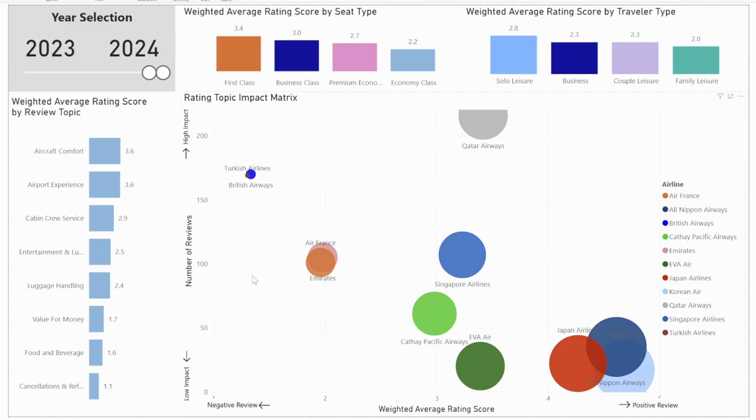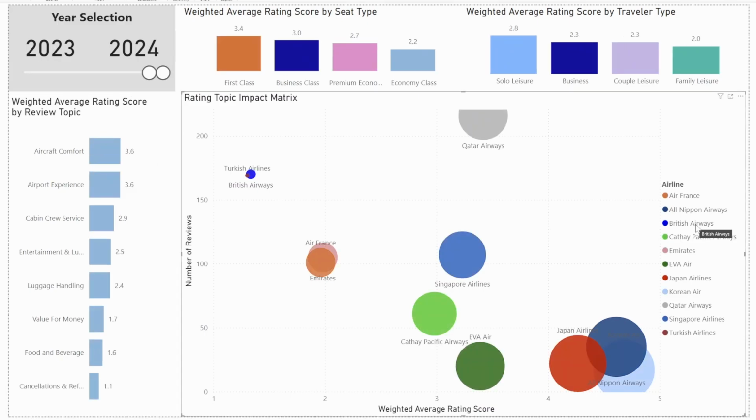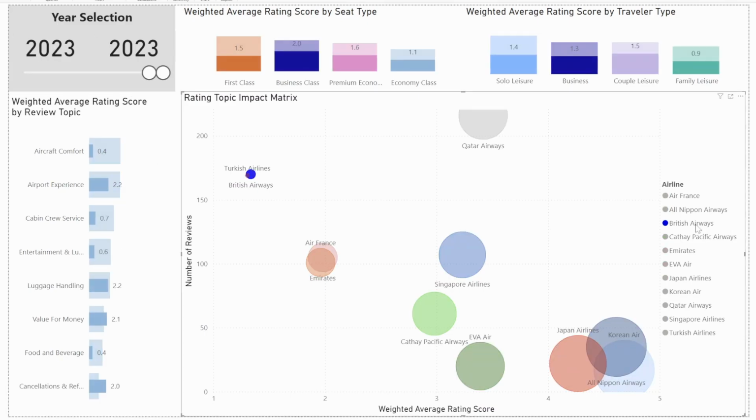Over at the bottom right corner are All Nippon Airways, Japan Airlines, and Korean Air, with high ratings but low impact, which is still a positive outcome. Besides that, when we look at All Nippon Airways in detail, we can see why it is an industry leader, as they are consistently rated above the industry average over multiple topics by multiple customer groups. British Airways, however, is on the opposite spectrum, where they are rated below or at the industry average.